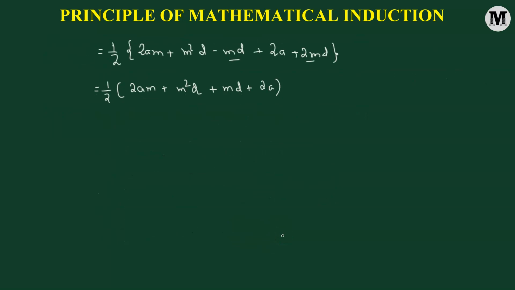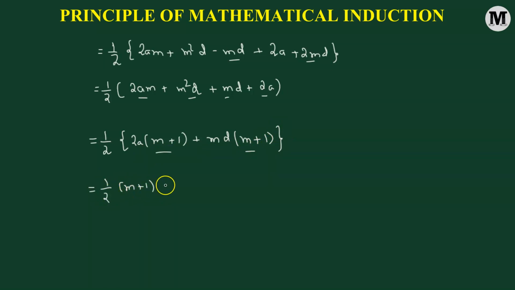Now we are going to combine two terms at a time within the parentheses. If we take 2a as the common factor from the first term and the second term, we have 2 times a multiplied by (m plus 1), added to, next, we combine the second and the third term by taking m times d as the common factor, so it will get multiplied by (m plus 1). Now from both of the two terms, we can factor out m plus 1. So we have half multiplied by (m plus 1) multiplied by (2a plus md).